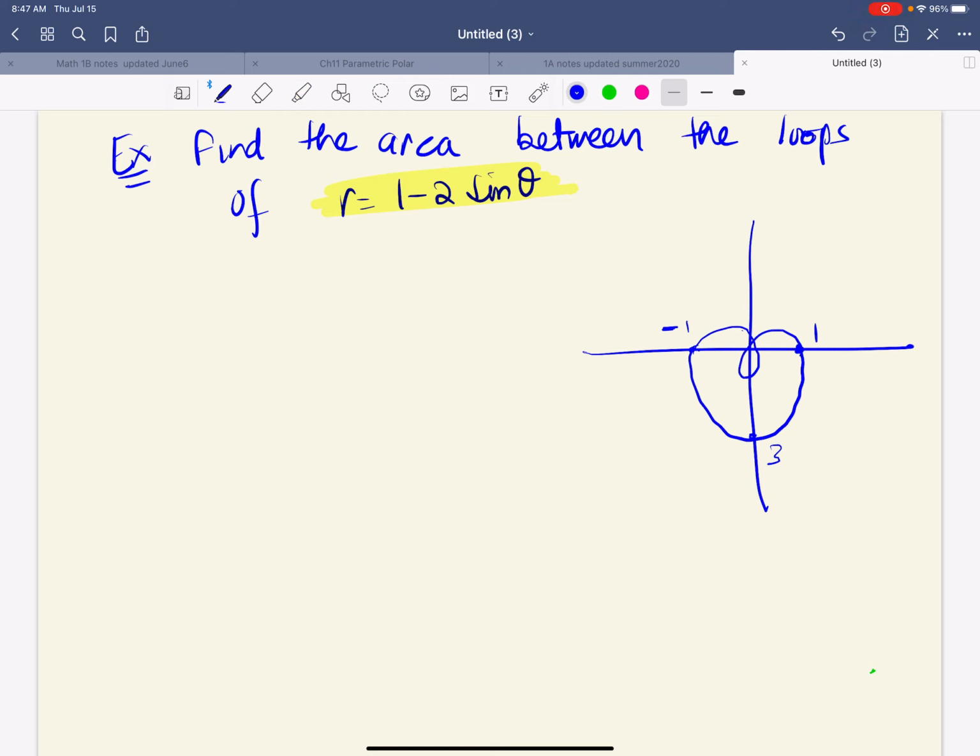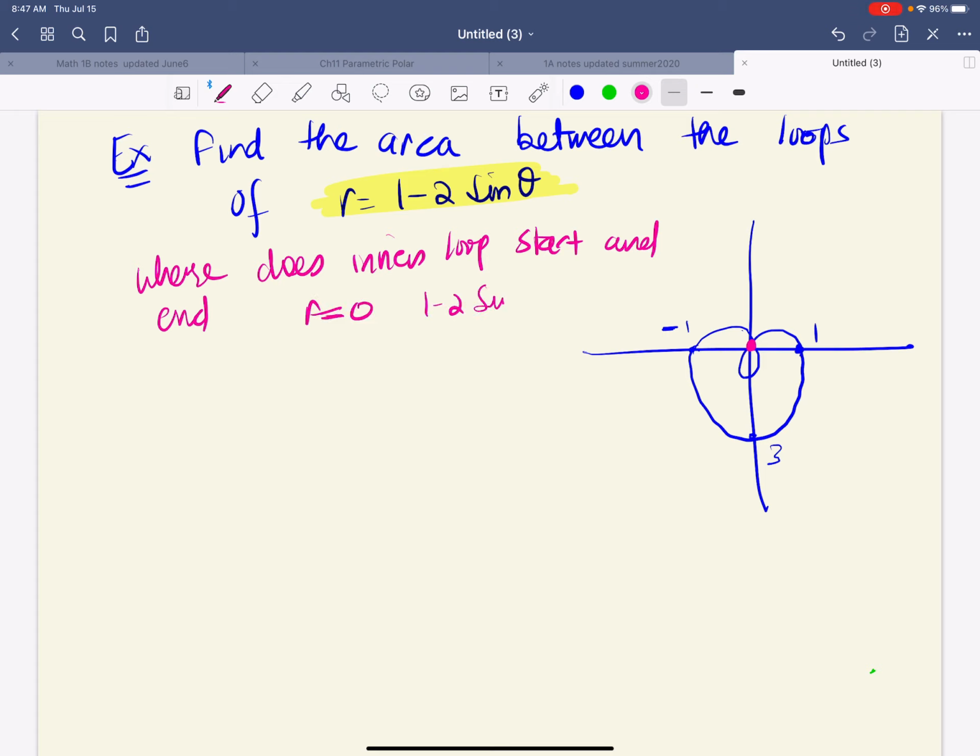So I'll have to find the area of the inner loop and subtract it from the area of the outer loop. Let's first find the area of the inner loop. Where does the inner loop start and end? The inner loop starts and ends whenever I'm back on the pole, whenever r is equal to 0. So let's plug in r equals 0. 1 minus 2 sine theta equals 0, which gives me sine theta is half. Sine theta is positive half in the first quadrant and in the second quadrant. So the reference angle is pi over 6, and in the second quadrant, it would be 5 pi over 6.